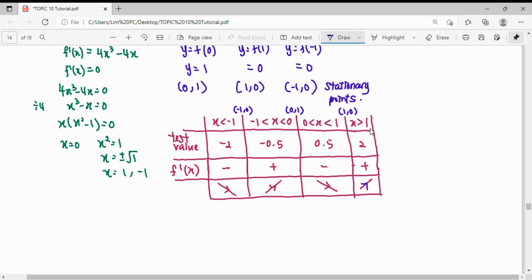From here, we can conclude that (negative 1, 0) and (1, 0) are minimum points. Meanwhile, (0, 1) is a maximum point. So this is how we use the first derivative test to find our local extremum.